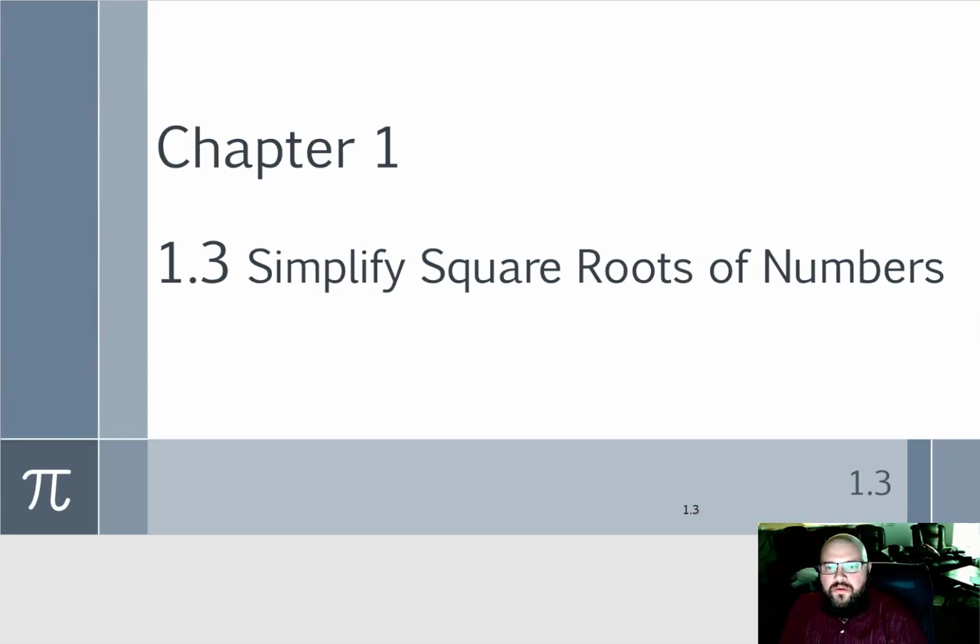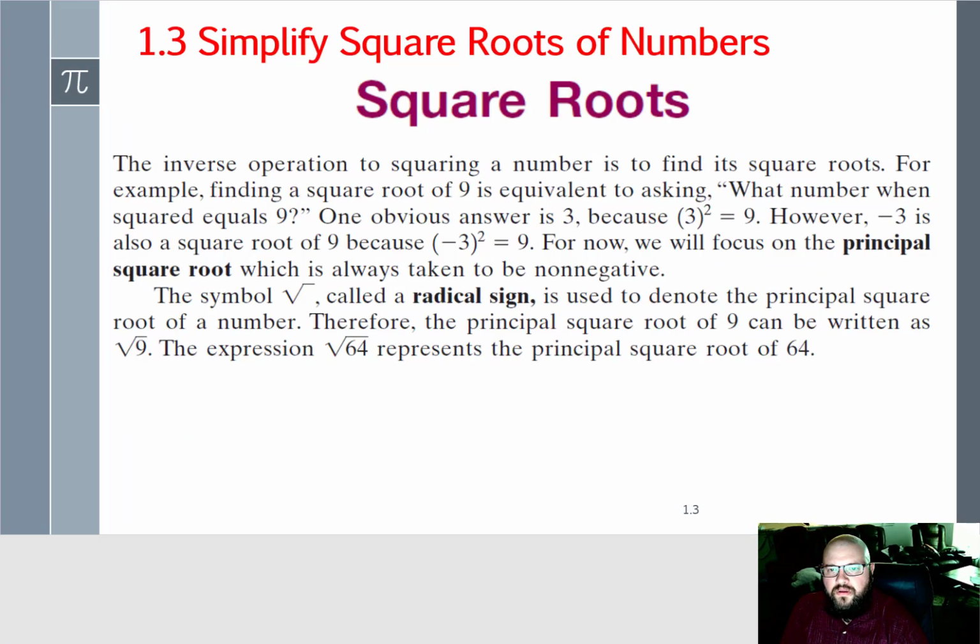Okay, so we're going to start with section 1.3 for our college prep math class, and it's going to be simplify square roots of numbers. So square roots, the inverse operation to squaring a number is to find its square roots. For example, finding a square root of 9 is equivalent to asking what number when squared equals 9. One obvious answer is 3, because 3 squared equals 9. However, negative 3 is also a square root of 9, because negative 3 squared equals 9. For now, we will focus on the principal square root, which is always taken to be non-negative.